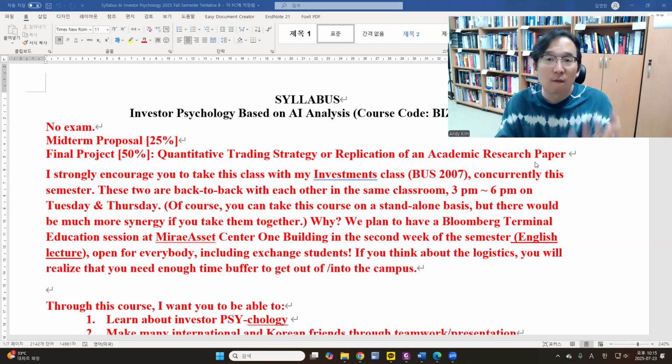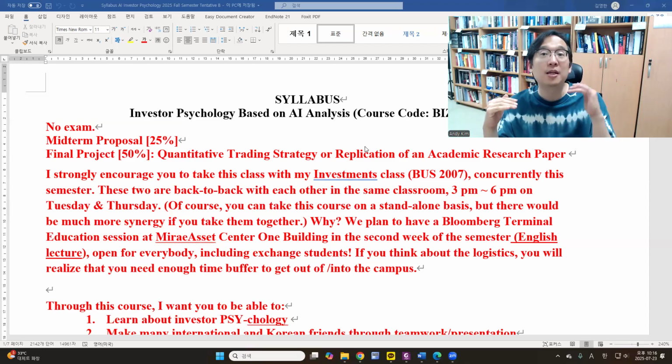So to be able to work for quantitatively driven hedge funds, you will need to replicate these ideas. For that purpose, you not only need to understand the key concepts of financial economics and the basics of behavioral economics and finance, you also need some quantitative modeling skills, which means coding, based on AI or non-AI, it doesn't matter. It's more about financial modeling in this class. So that's something you could combine through this project, 50% of your grade.